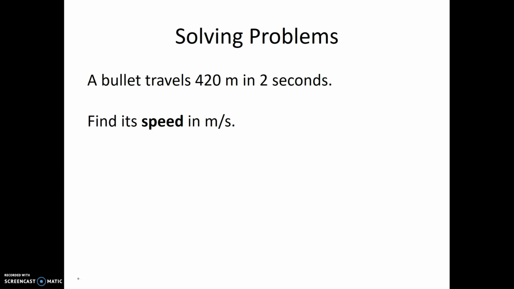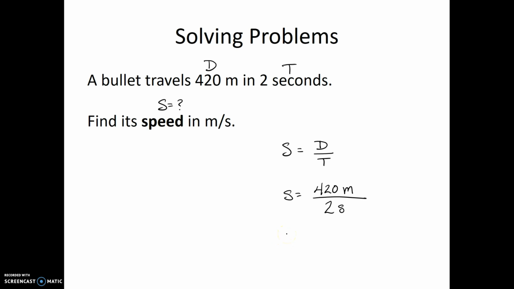So our first step is to label the problem. There's our time. 420 meters is our distance, and our speed is what we're trying to find this time. So we're going to label that with a question mark. And we're going to write our equation. We're going to use the equation for speed. So speed is going to equal distance over time. Now let's substitute in our variables. Speed equals 420 meters over 2 seconds. And actually we could just write that with an S. That's just fine to do.